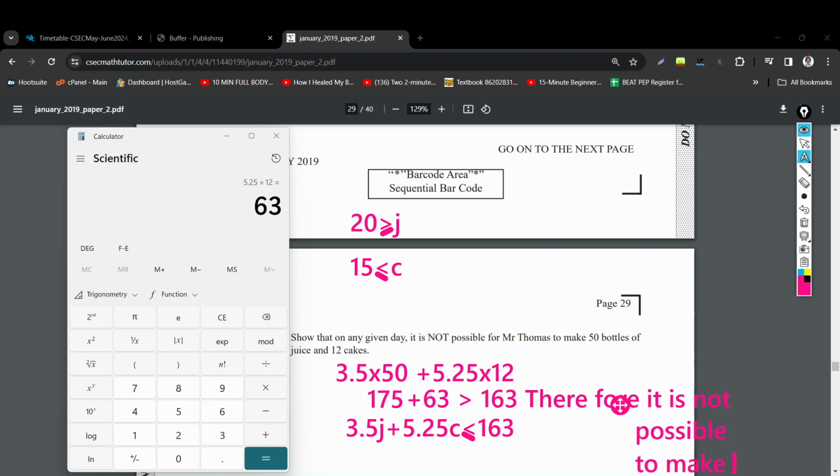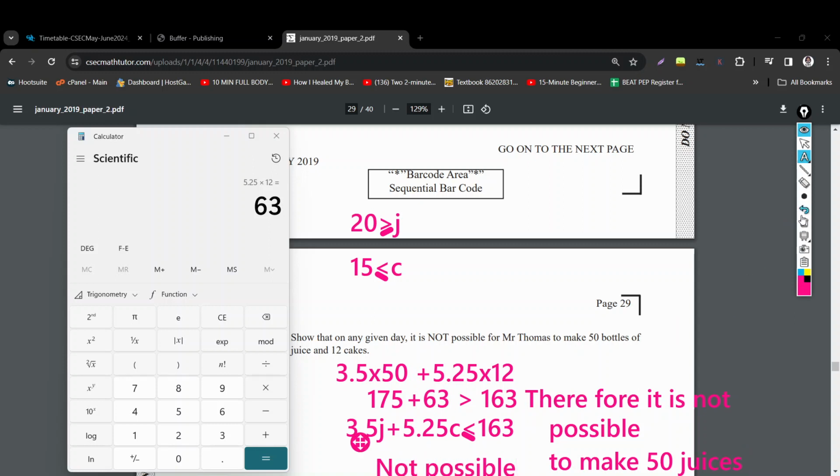It's not possible to make 50 juices. The biggest problem is the 50 juices. Maybe if they had done 30 juices, it would have been better off, but too many juices has gone over the 163. All right. So, yes, this is not possible.